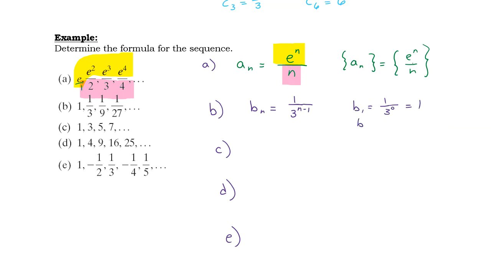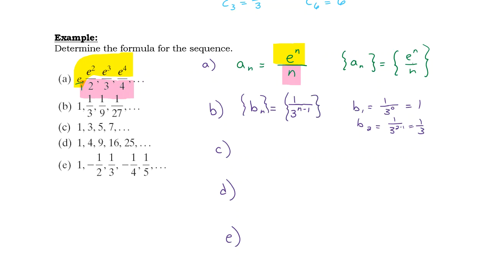And it's a good way to check your formulas, just check a few points. So B sub 2 would be 1 over 3 to the 2 minus 1, which is a third. Good, that's what I want. I want my second term to be a third. So this is my answer.